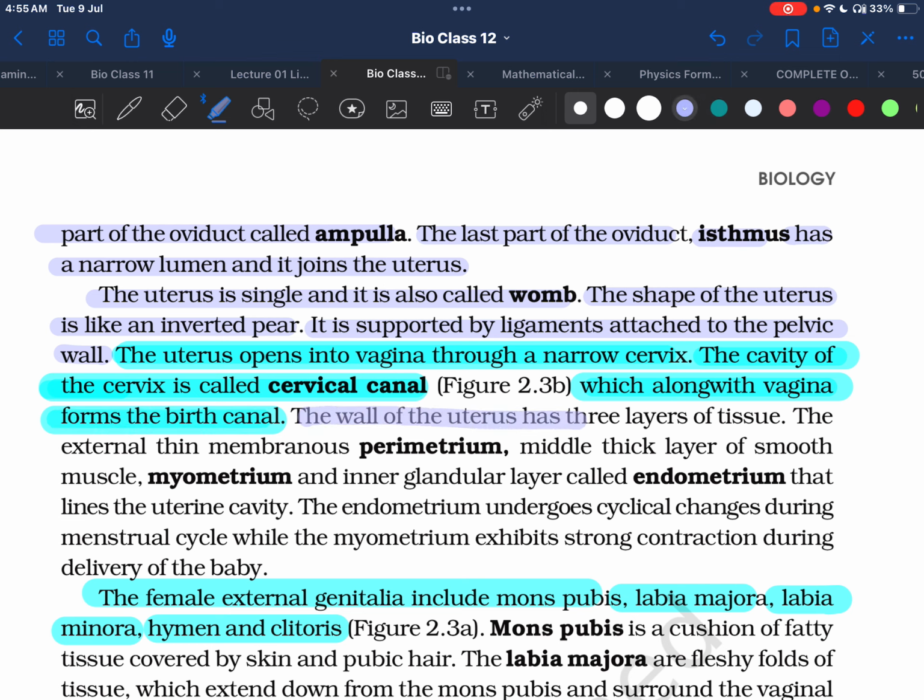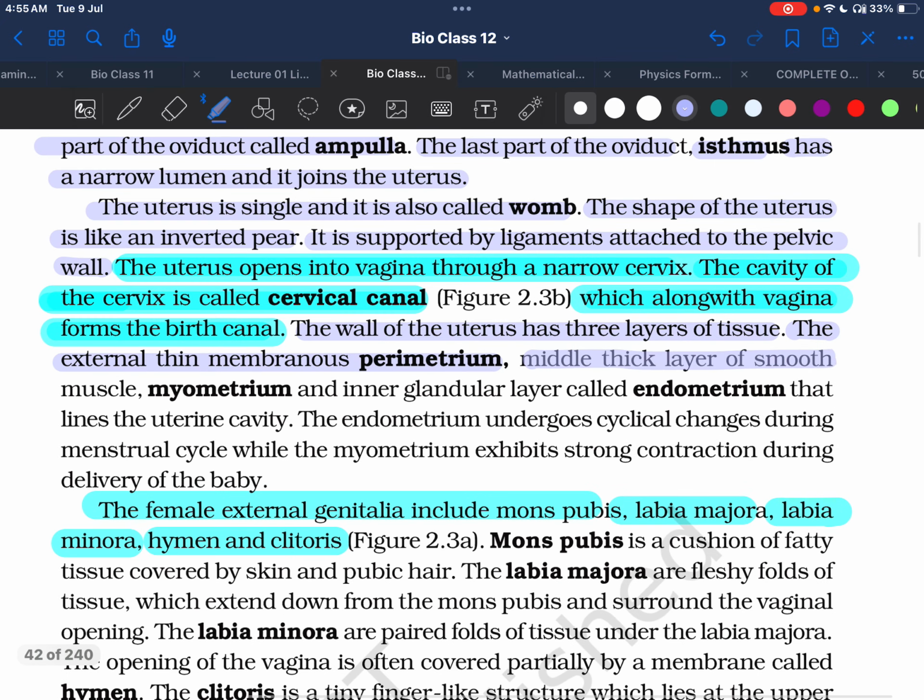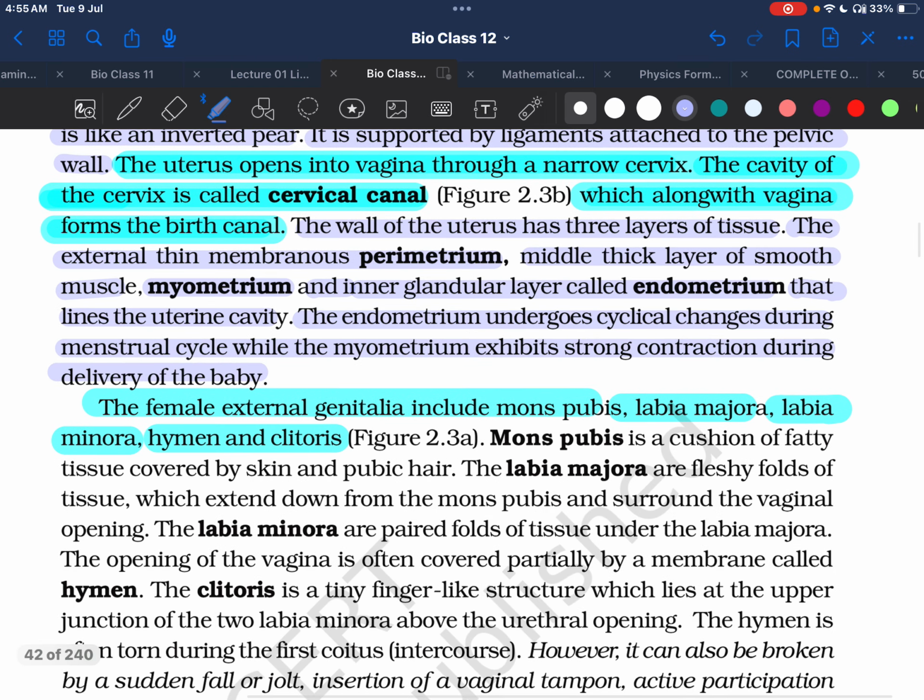The wall of the uterus has three layers of tissue: the external thin membranous perimetrium, the middle thick layer of smooth muscle called myometrium, and the inner glandular layer called endometrium that lines the uterine cavity. The endometrium undergoes cyclic changes during the menstrual cycle, while the myometrium exhibits strong contraction during delivery of the baby.